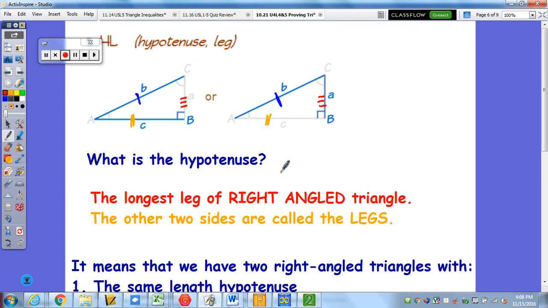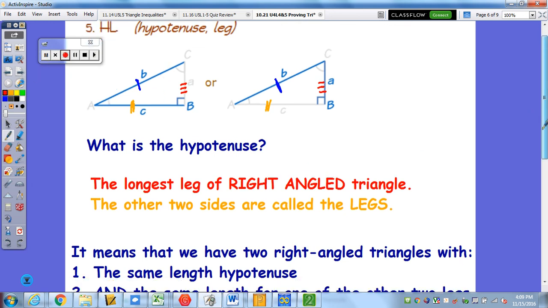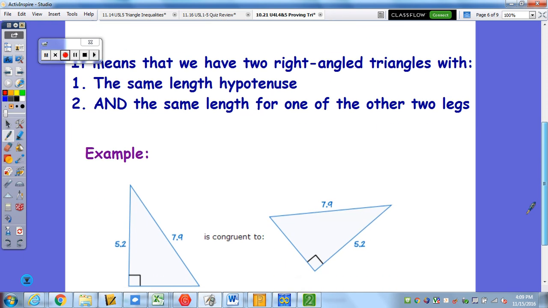We're just going to go ahead and work on side, side, side, and side, angle, side today. But you need to have the notes for all of these.